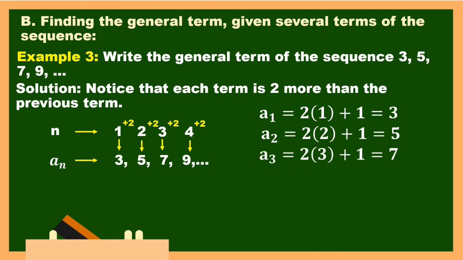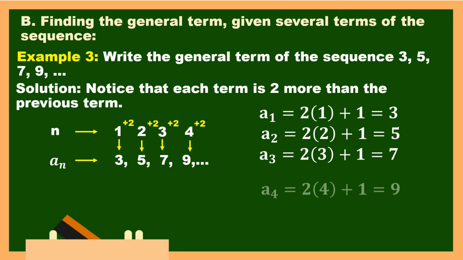And for the third term naman, ang n ay papalitan din natin ng 3. Kaya siya magiging a sub 3 equals 2 times 3 plus 1. 2 times 3 equals 6 plus 1 equals 7. And that is our third term.